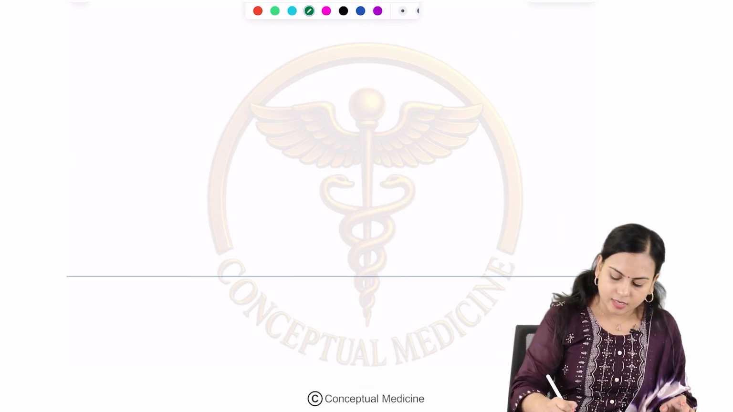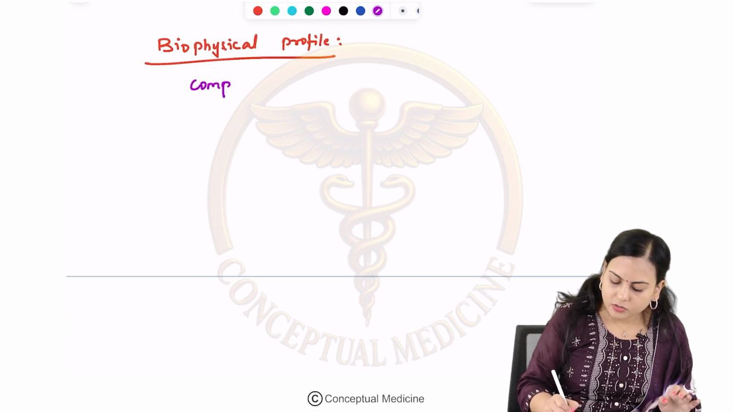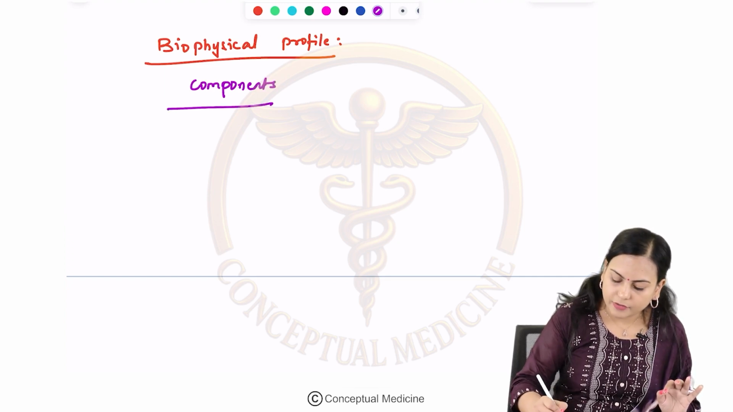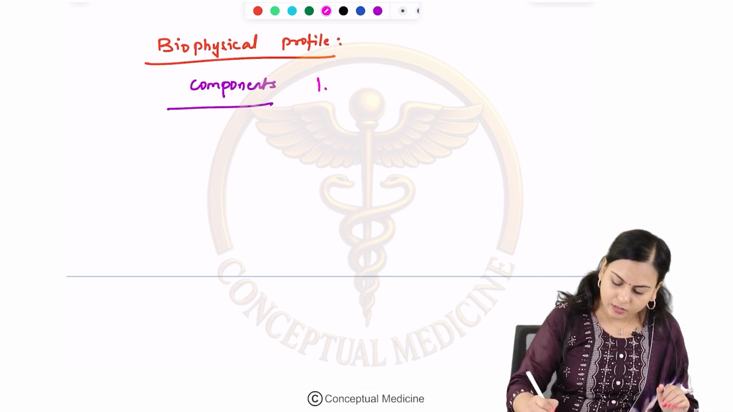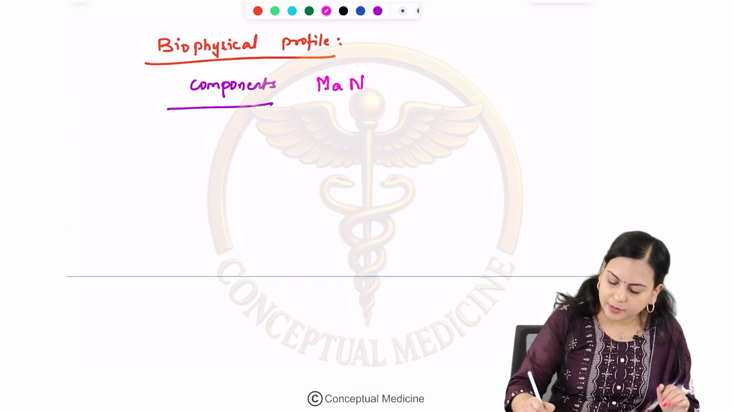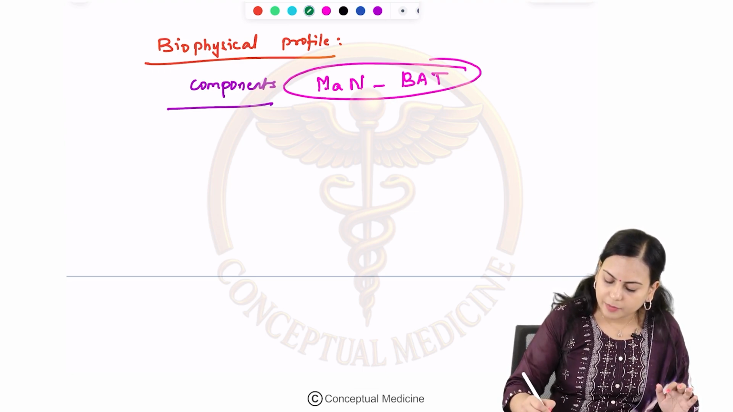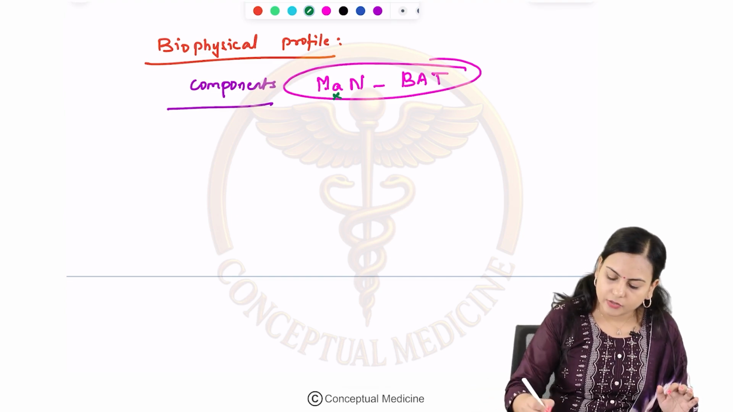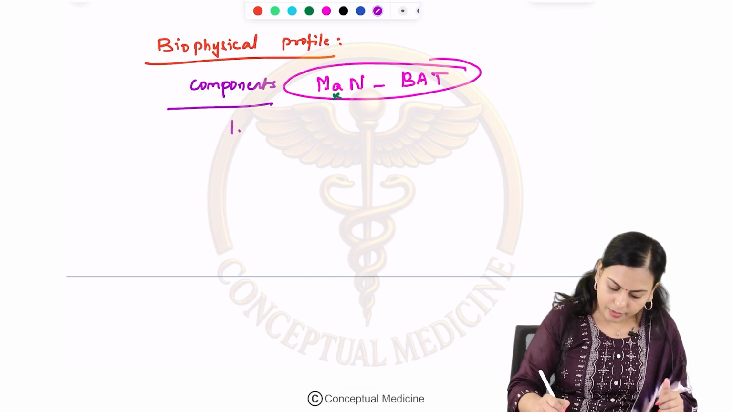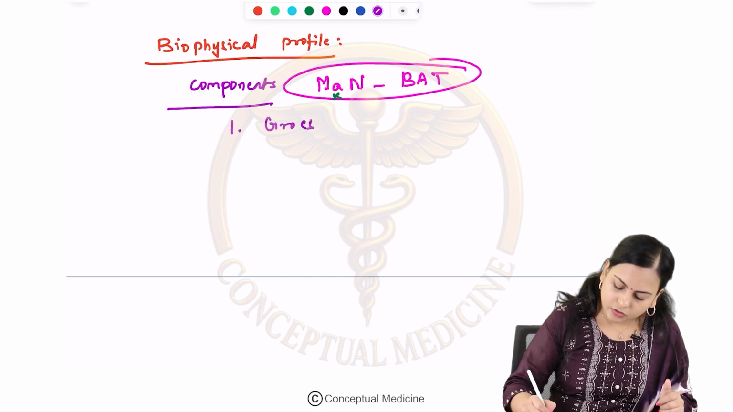Okay. Yes. Next one, we are going to discuss about the biophysical profile. The components of a normal biophysical profile include, I have taken as MAN BAT. Okay. Here I am keeping the A silent. Okay. So, these components include, number 1, M for movements. So, it is gross body movements.